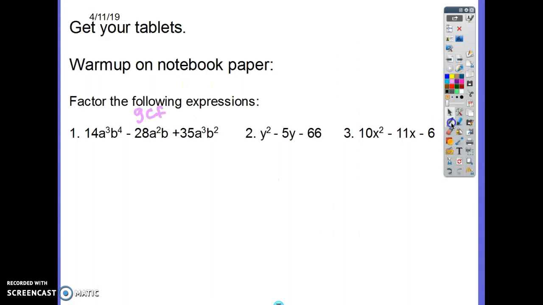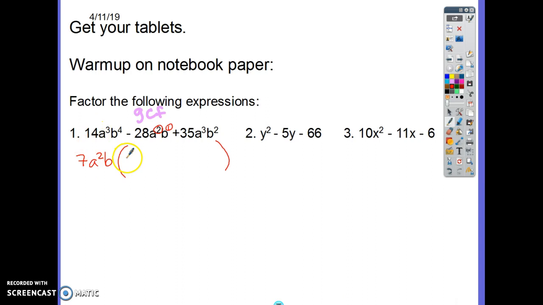And they also have how many A's in common? The smallest number is 2. And how many B's in common? The smallest number is 1. So I can take out a 7, an A squared, and a B from everything. Okay, so then you just start dividing and taking out letters.